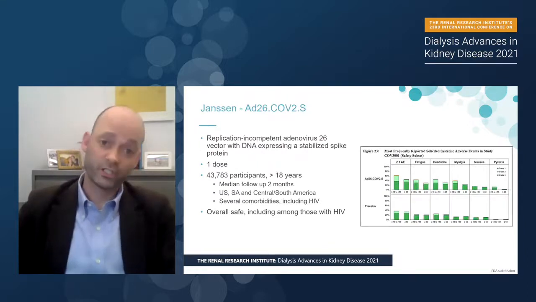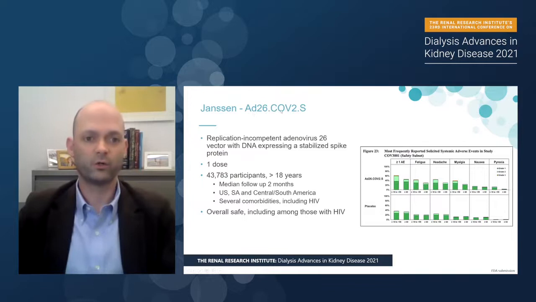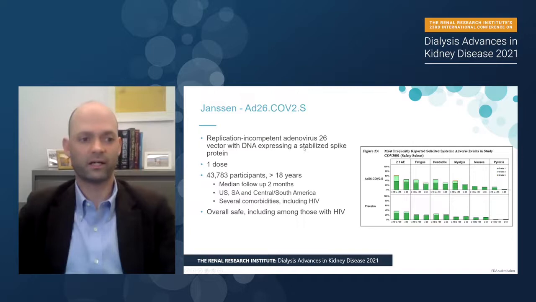Moving on to the Johnson & Johnson vaccine, also known as the Janssen Ad26.COV2.S, where Ad26 is for adenovirus 26. This is also a replication incompetent adenovirus vector with DNA expressing a stabilized spike protein. Now, one of the major positive aspects of this vaccine, unlike the mRNA vaccines, is that with Johnson & Johnson it's only one dose.